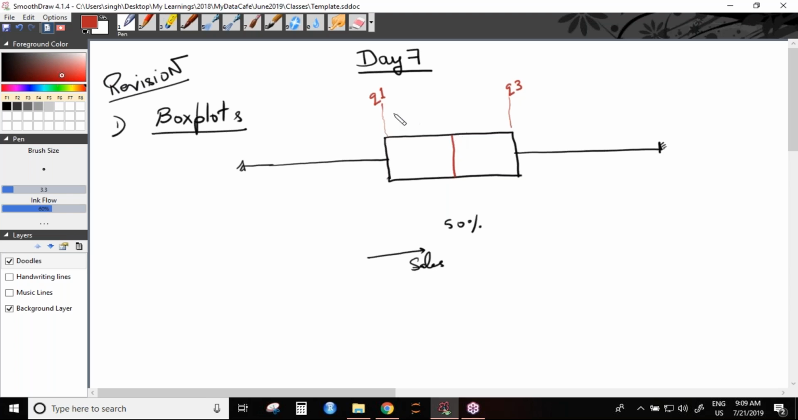Yes, Satish, you are right. This is Q1 and Q3. This is also known as first quantile, third quantile. And at the center you have the second quantile, which is the median. And this distance that you see here is known as interquantile range, IQR.